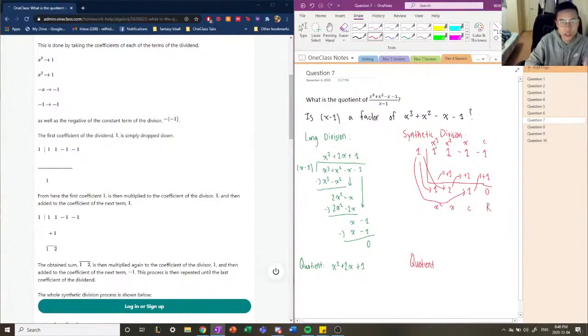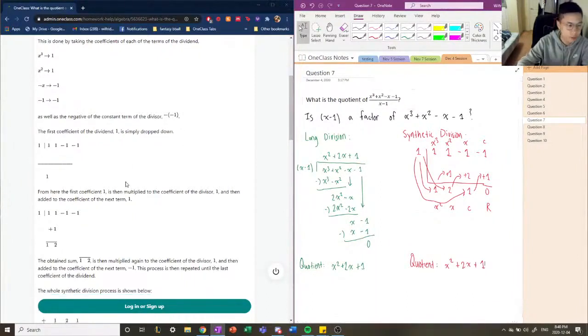Whenever you're thinking about synthetic division, your quotient at the end is going to be 1 degree of power lower. So if this is x to the power 4, this is going to be x to the power 3. So if we apply these coefficients now, it's going to be x squared plus 2x plus 1. No remainder. So this is the quotient of this division.